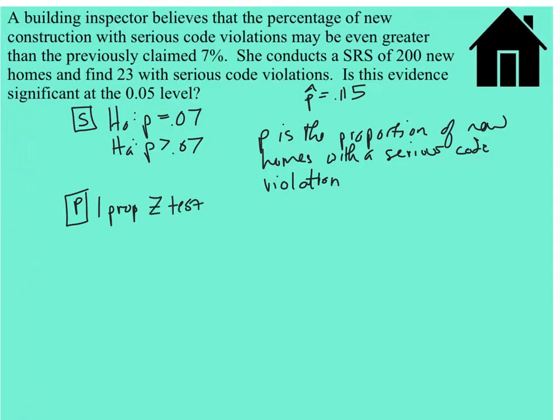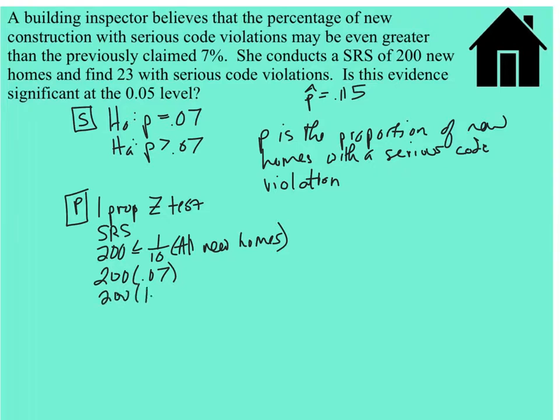We have a simple random sample. 200 is less than or equal to 1/10 of all new home construction. So all new homes. And then we do 200 multiplied by 0.07 and the complement. So calculating, this gives us 14. So this is the other 186. Either way, they are bigger than 10. So now we do.